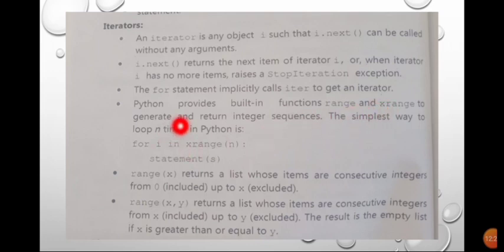Python provides the built-in functions range and xrange to generate and return an integer sequence. The simplest way to loop n times in Python is, for example, for i in xrange(n): statements.